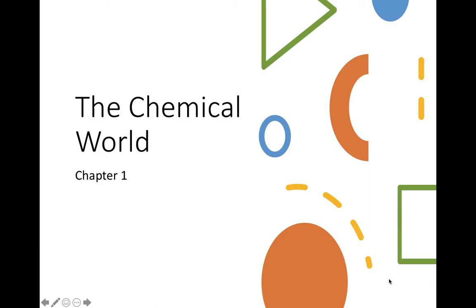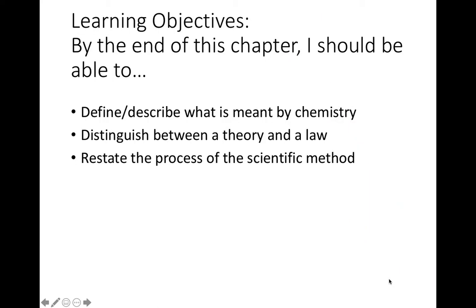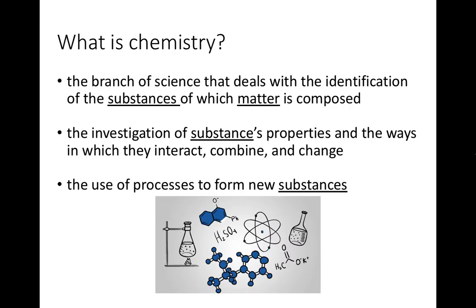In this video, I'm going to be talking about the term, or what is meant by chemistry. We'll be talking about different theories and laws, and then we'll also be talking about the scientific method. So after this video, the goal is that you're able to define and describe what is meant by chemistry, also distinguishing between theories and laws, and then also be able to restate the process and the purpose of the scientific method.